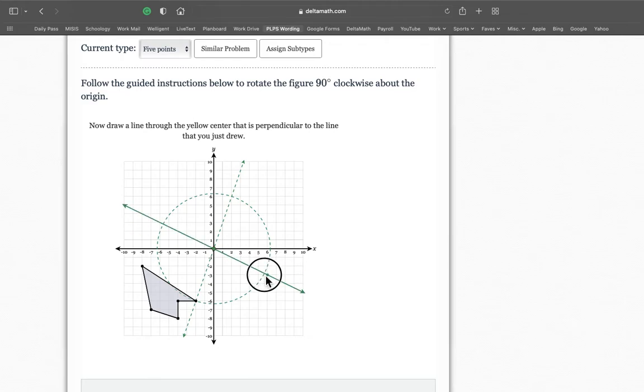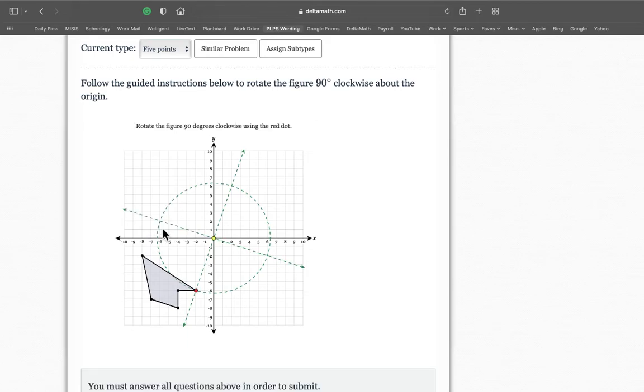So that looks close, but I'm not right on the circle. That looks pretty good. Now I could have gone this way as well. No, that's not right on the circle. That looks pretty good. And I let go. Perfect. So this says rotate the figure 90 degrees. So that's one turn clockwise. So clockwise means goes this way, right?